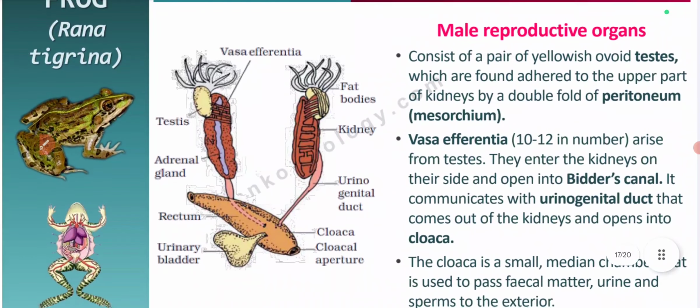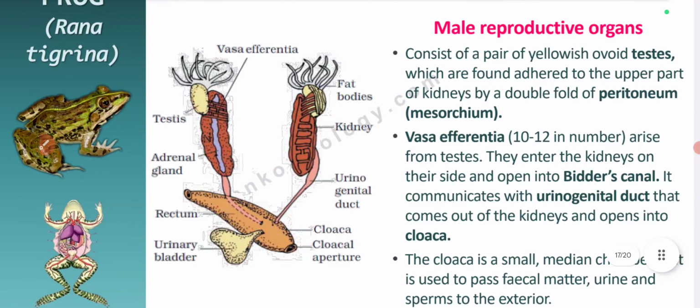Coming to reproductive system, the male reproductive system consists of a pair of yellowish ovoid testes, as you can see in the diagram, which are found adherent to the upper part of the kidney by a double fold of peritoneum, that is also called mesorchium. Vasa efferentia, 10 to 12 in number, arise from testes. They enter the kidneys on their side and open into Bidder's canal. It communicates with the urinary duct that comes out of the kidney and opens into cloaca.